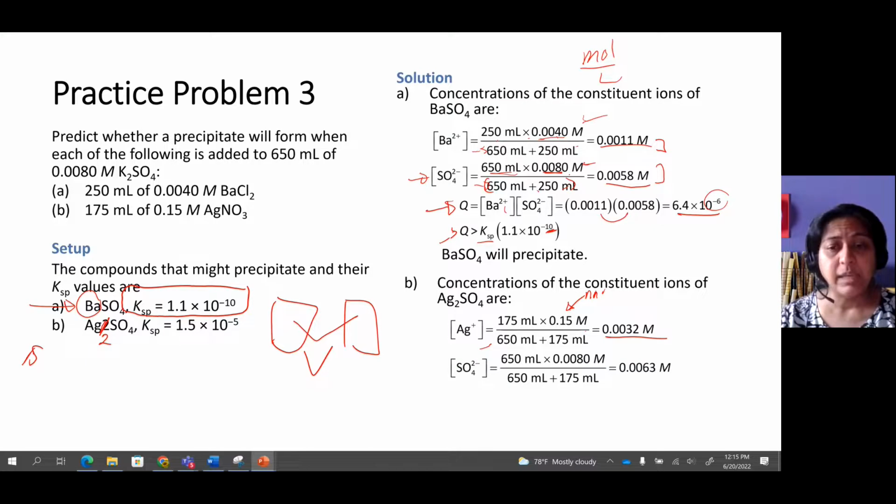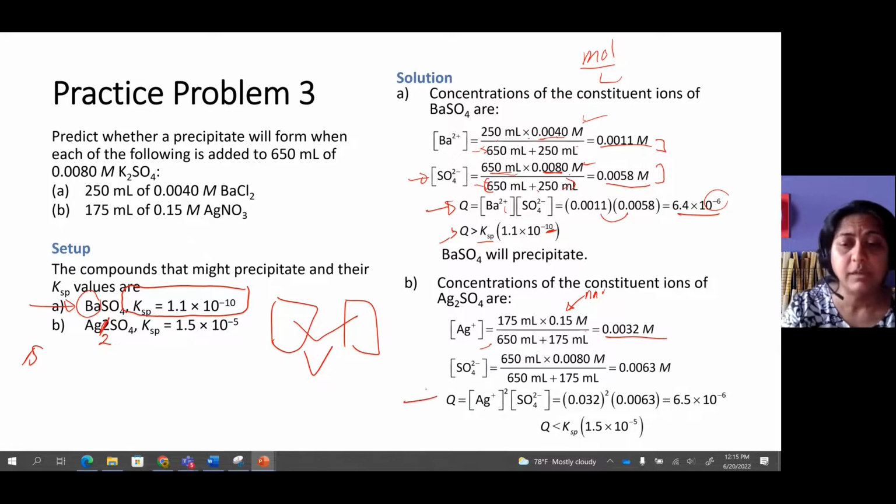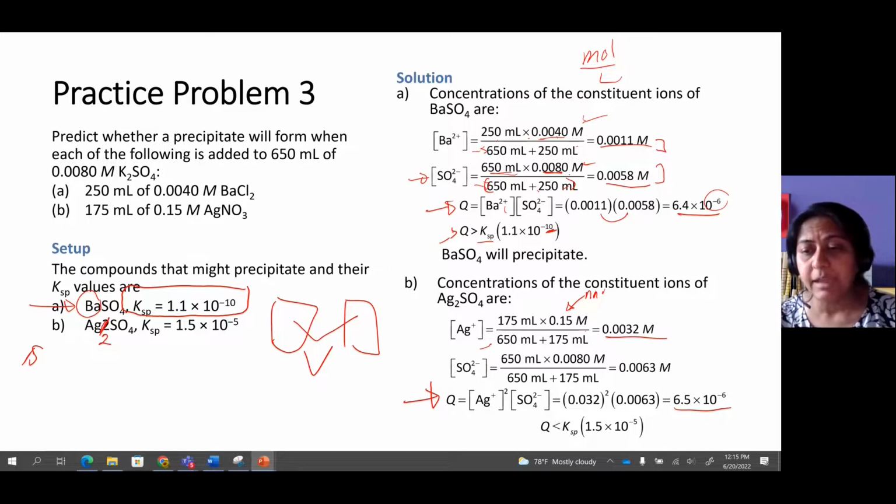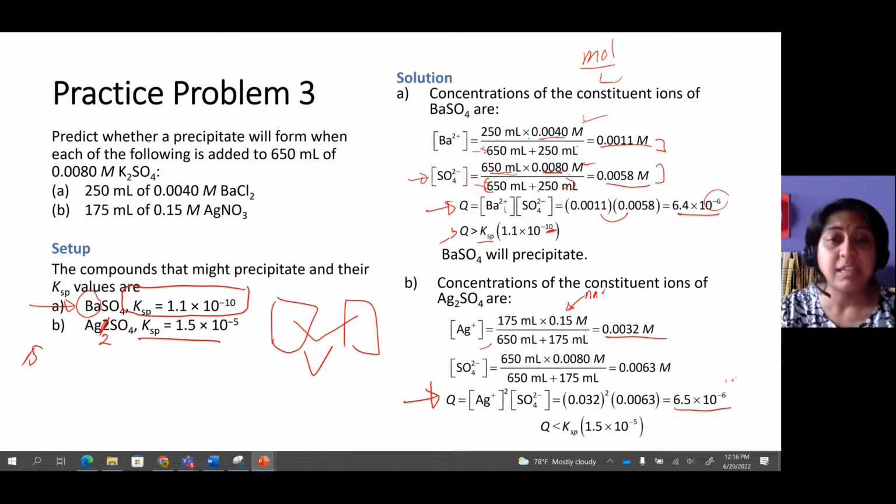ions. Then we calculate the concentration of the sulfate ions and we plug those two values into the Q and we obtain the Q as 6.5 times 10 to the negative 6. Then we compare that Q value with the Ksp of the silver sulfate. The Q is now actually smaller than Ksp. Therefore, the silver sulfate will not precipitate.